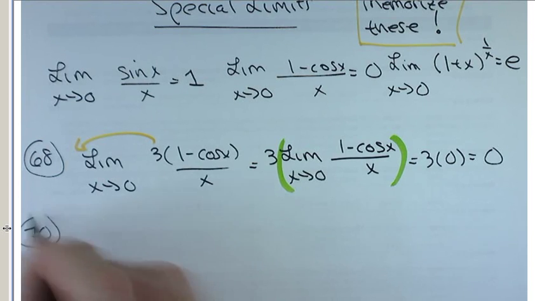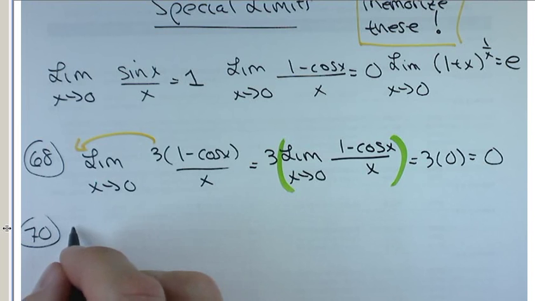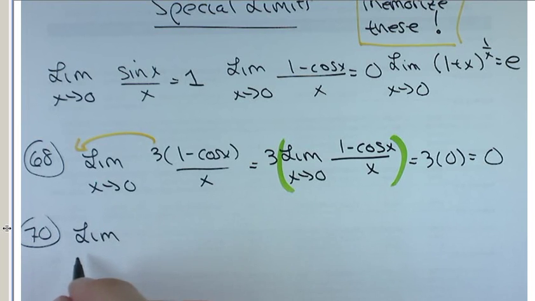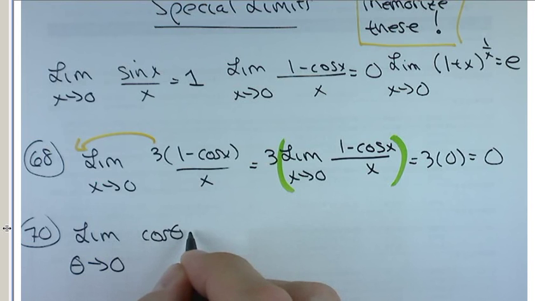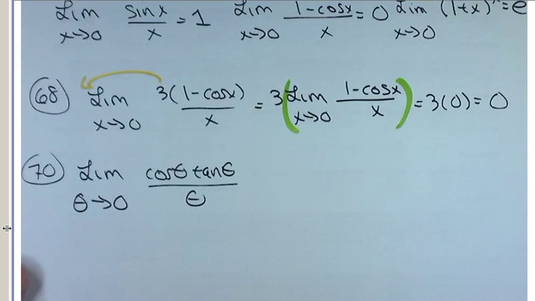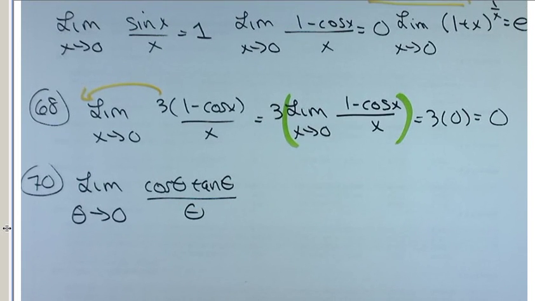Problem number 70. The limit as theta approaches 0 of the cosine of theta times the tangent of theta over theta. Good question. I mean, if you wrote 1 on the test right here, I'd probably be a little unhappy. There's one step I want to see here. What's that one step? There you go. Thanks, gentlemen.